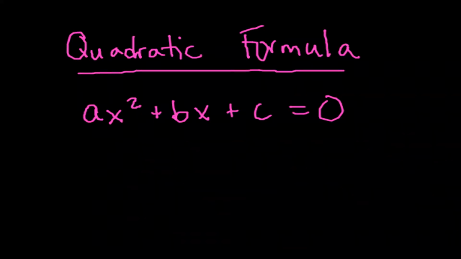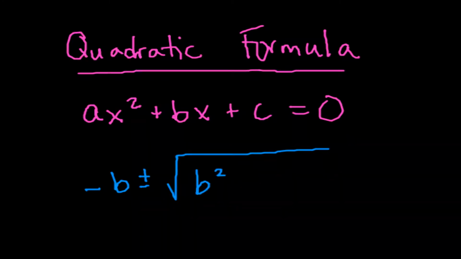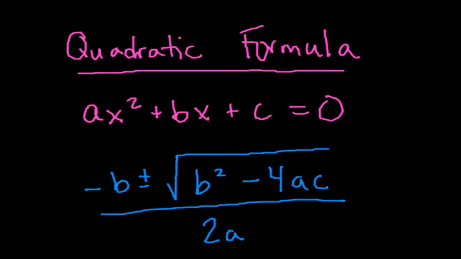So we need a formula in order to solve this that's going to give us the possibility of more than one solution. If we have it of this form, then we can solve it using the formula negative b plus or minus the square root of b squared minus 4ac all over 2a. And of course, when we're talking about a, b, and c, we're getting those numbers from our original quadratic equation.